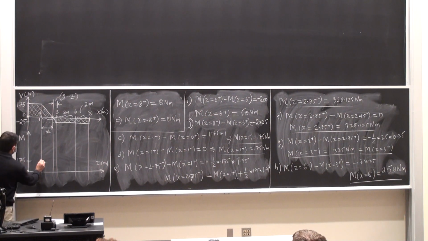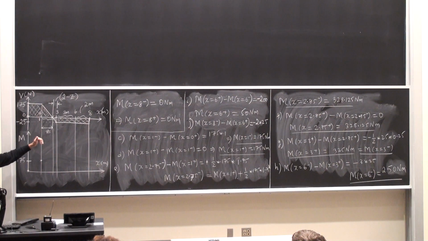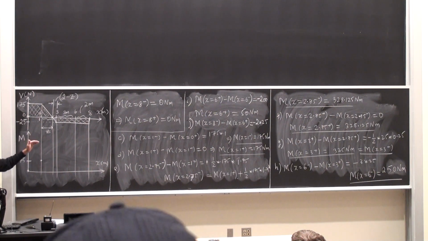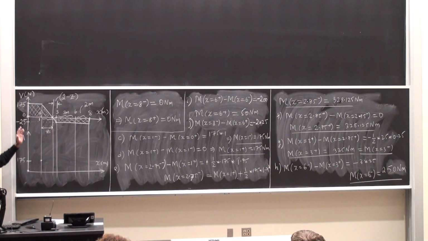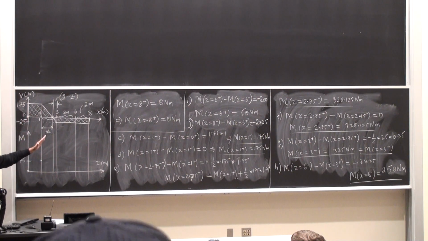How do I go from 0 to 175? Do I go as a straight line? Do I go as a curve? Straight line is also a curve, but do I go as a quadratic or a cubic? I go as a straight line because the slope of the bending moment diagram is equal to the shear force value. If the shear force value is a constant, this is a constant slope.